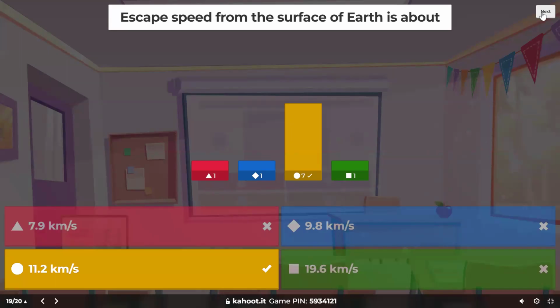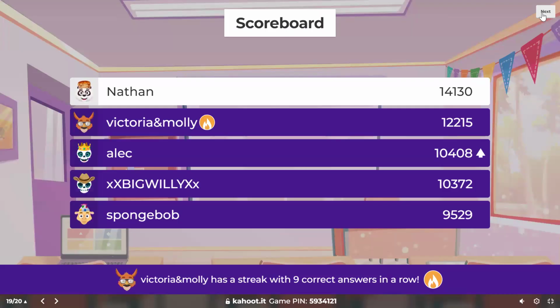11.2 kilometers per second. There you go. It's about 1.4 times the orbital speed. You've got 11,200 meters per second. Hey, guys, remember what escape speed means? It's how fast you have to go so you can cut off the rocket engines, but still have enough speed to escape the gravity field. SpongeBob, Big Willie, Alec, Victoria Molly, Nathan.